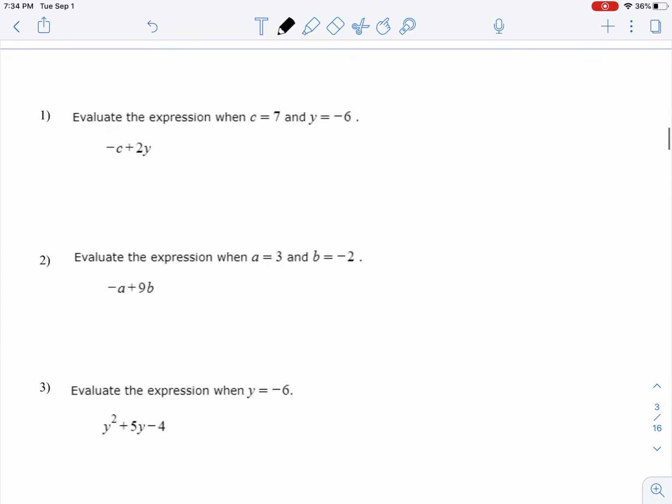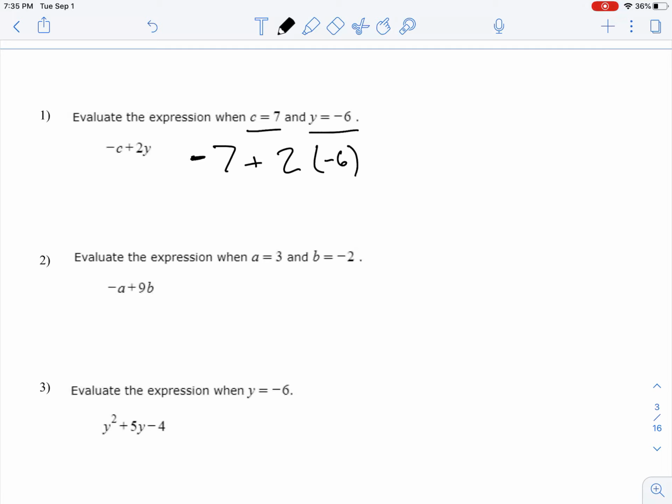Moving on down here, now we're going to get into actually inserting numbers in for these variables. So c equals 7 and y equals negative 6. I'm just going to plug those in. Negative here, it said negative c. Well, c was 7 plus 2y, so 2 times y, but since it's a negative 6 for y, I'm going to put that in parentheses so we don't get confused and do 2 minus 6. It's 2 times negative 6, not 2 minus 6. That's why I put parentheses there.